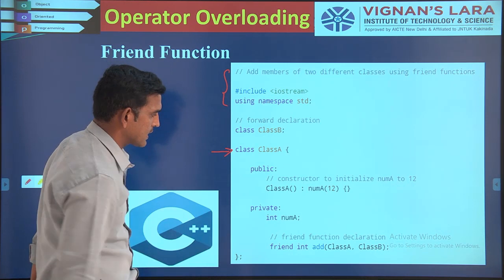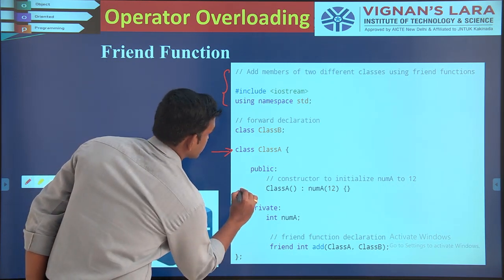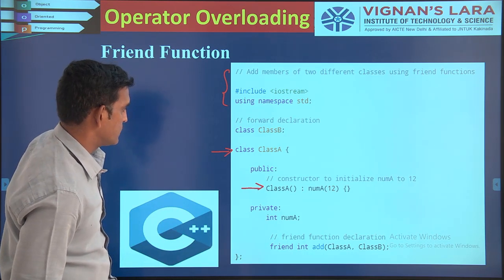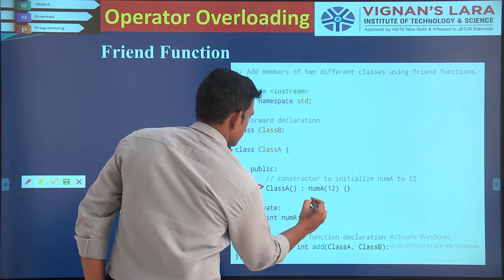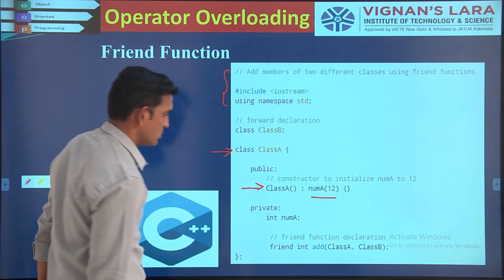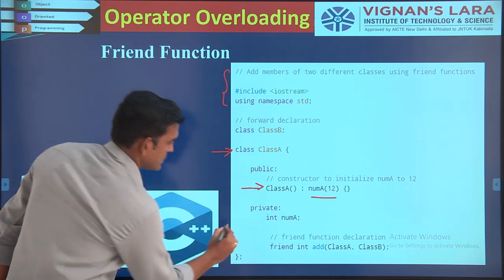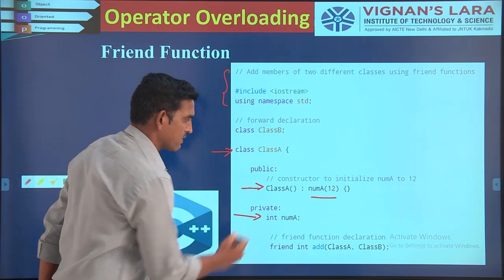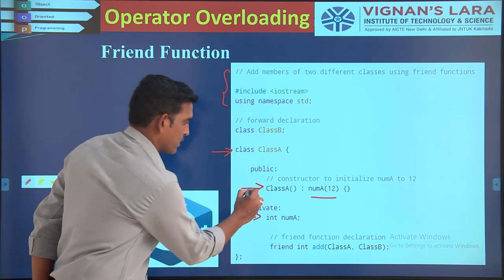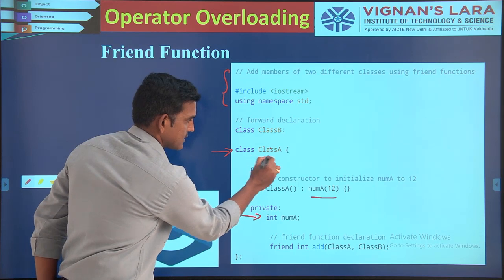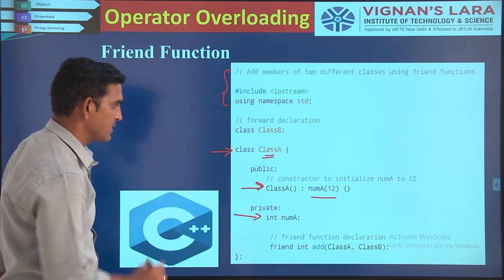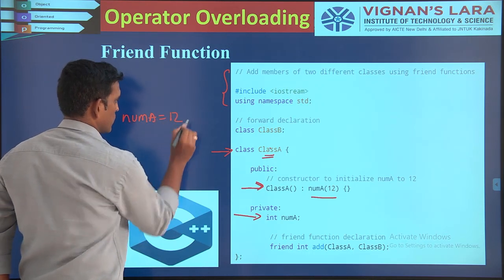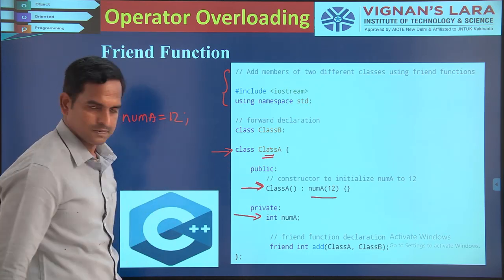Inside the class A, if you see, what I am doing is initializing num a to 12. This num a is declared as private here, and I am calling the class constructor, this class A's constructor, to initialize num a to 12. I am initializing the num a value to 12 by using the constructor.